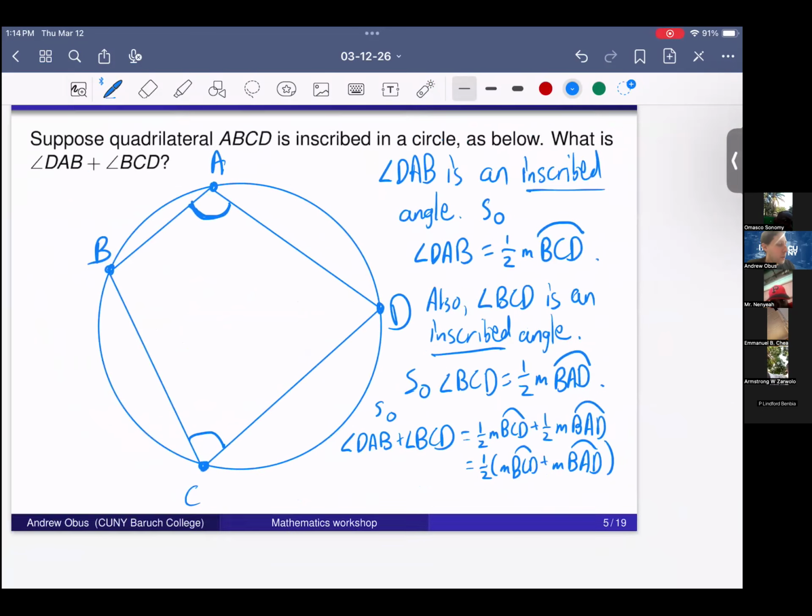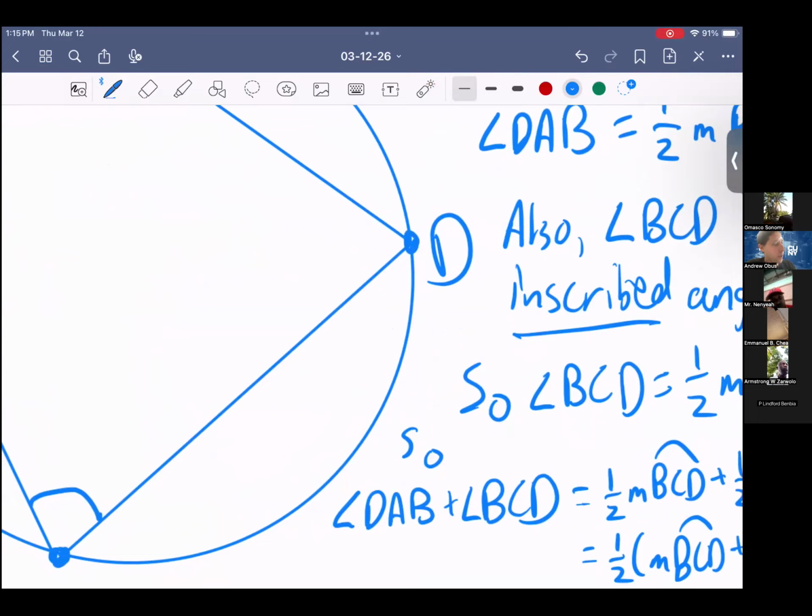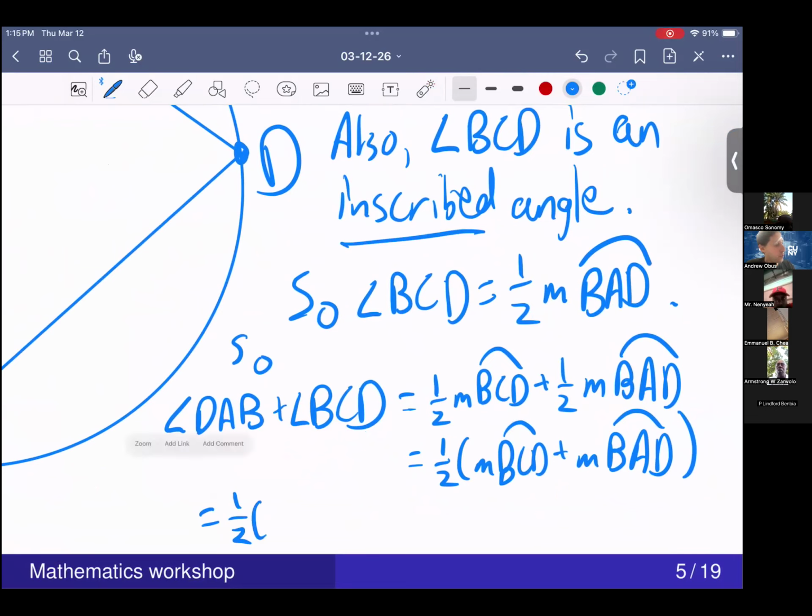And now let's go look at this circle. If I take arc BCD plus arc BAD, what is that giving me? I take one of these BD arcs plus the other BD arc. What am I covering when I add them all up? The complete circle, which is equal to 360 degrees. Because BCD gives you this part of the circle, and BAD gives you the rest of the circle. So when you add them together, you get the entire circle. So it's 1/2 times 360 degrees, and that's equal to 180 degrees.